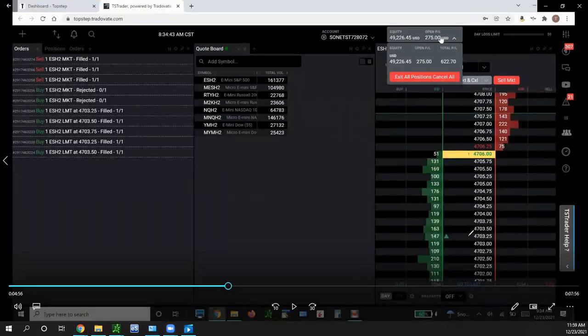Again, my cost base is down here at 4703.25, indicated by the green arrow. And I have a total running profit on the day of $622 at this point. An open profit, open P&L of $275. So that's saying of the remaining 2 contracts that I have, I'm making an additional $275 on those. And as long as I stay above 4703.25, then these will continue to be profitable.